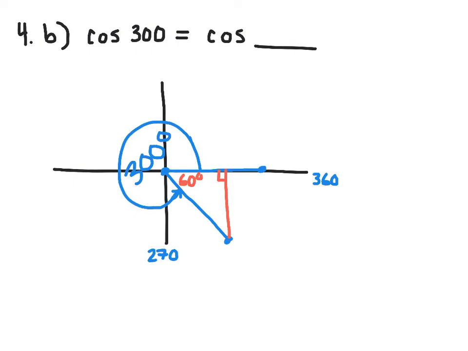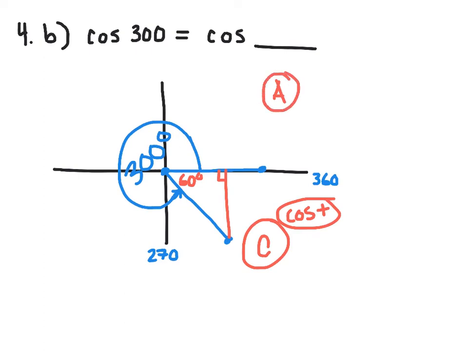Now, according to the CAST rule, this right here, cos, is positive in this quadrant. We have to figure out where else is cos positive. The only other place that cos is positive is in quadrant number 1. So there's another angle in quadrant number 1 that is exactly the same as cos of 300.